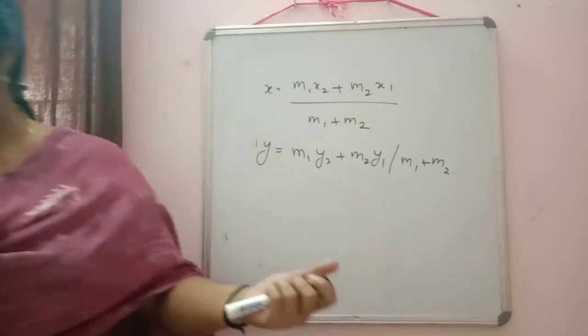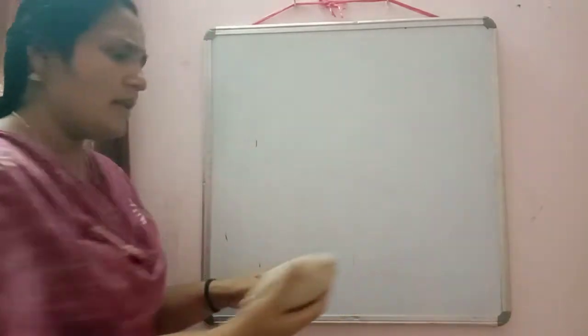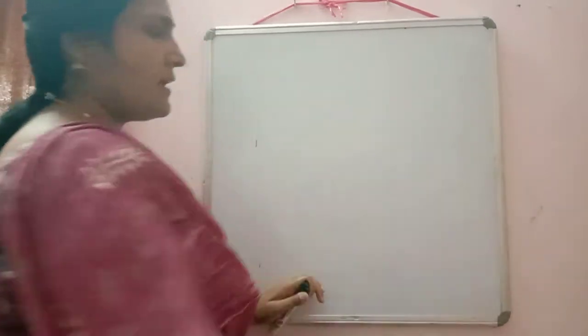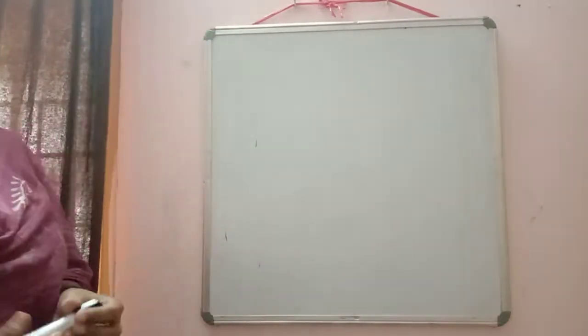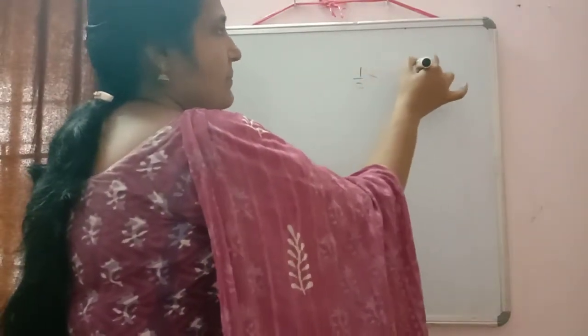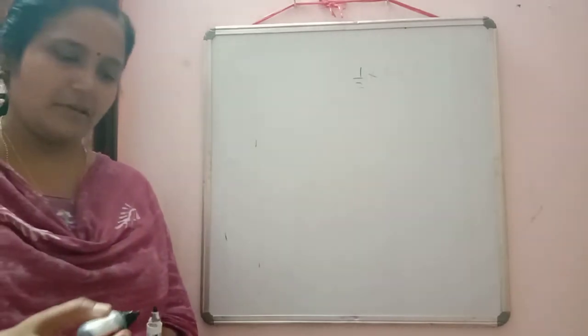Now, today we are going to discuss how to calculate the area of a triangle. You all know how to calculate the area of a triangle, isn't it? Yes, we calculated it in lower classes using the formula: area of triangle is equal to half into base into height.